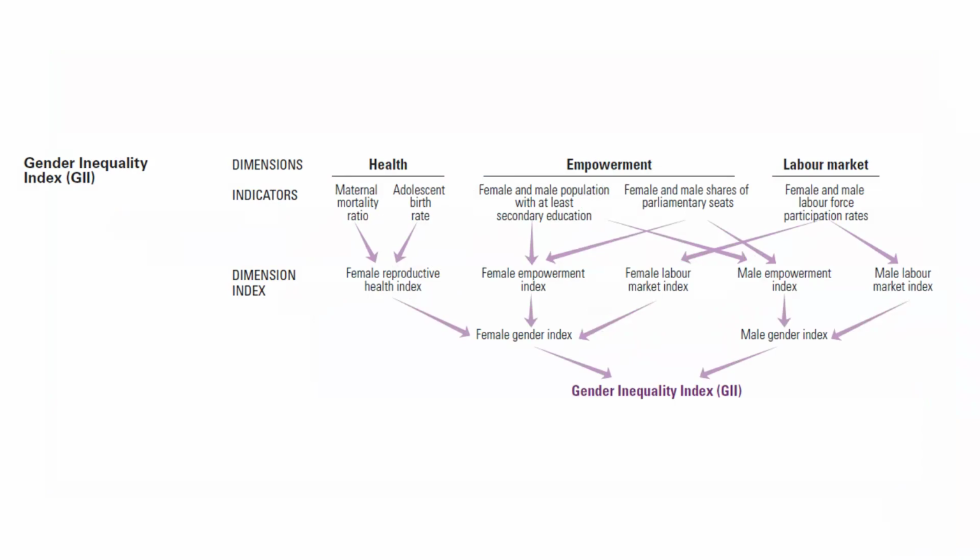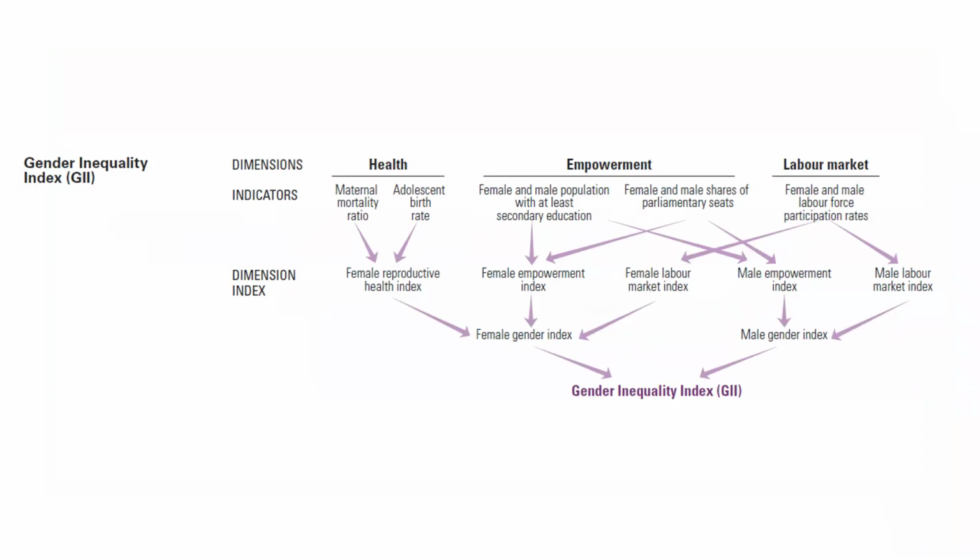We are also going to see the Gender Inequality Index. This is also a composite index. We're going to look at health, empowerment, and the labor market. For health, we're going to look at maternal mortality ratio and also look at adolescent birth rate to come up with a female reproductive health index.